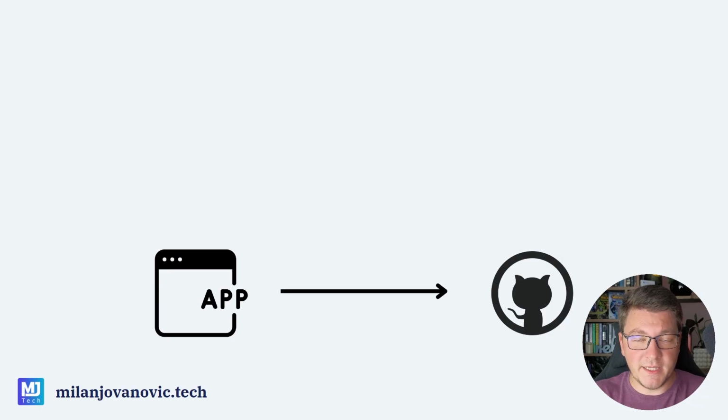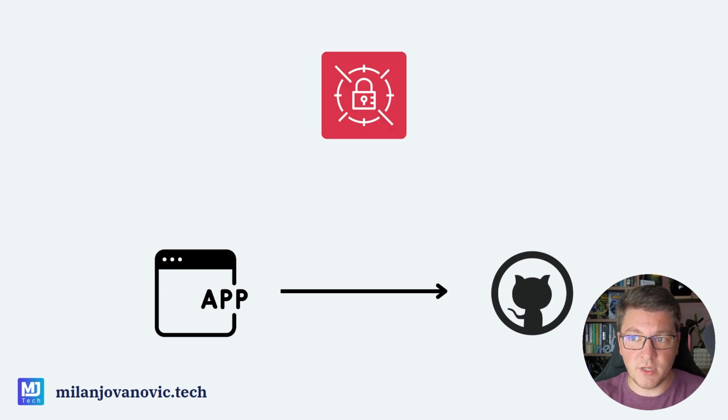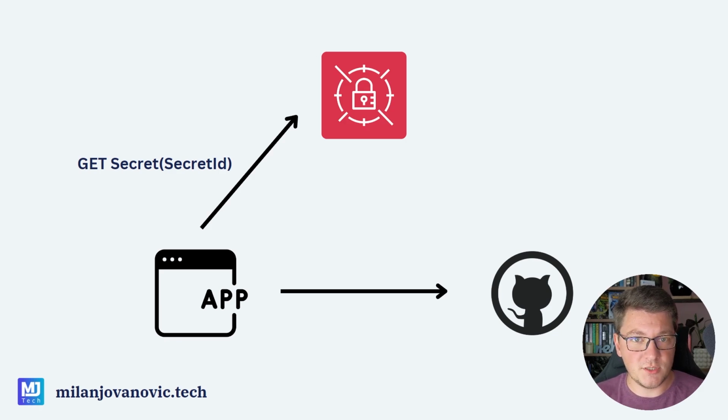So we have our application, the same as before, that wants to talk to the GitHub API. In order to do that, it needs to provide an access token, and this time we're going to be using the AWS Secrets Manager service. Our application at runtime is going to reach out to Secrets Manager and is basically going to send a GET request to fetch a secret based on the secret ID. And the secret ID is just a unique name that we assigned to a secret value.